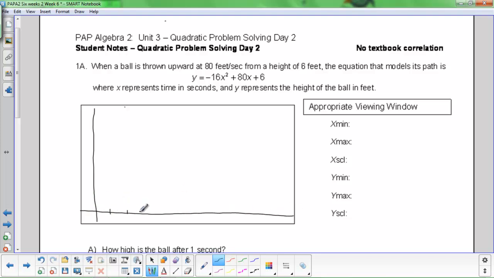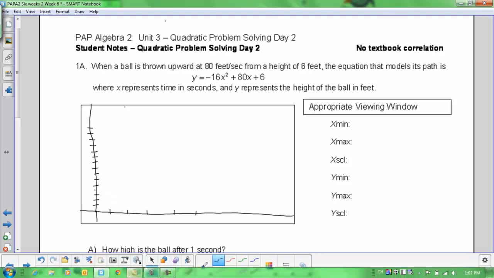So this is going to be 1, 2, 3, 4, and 5, and the y-axis 10, 20, 30, 40, 50, 60, 70, 80, 90, 100.